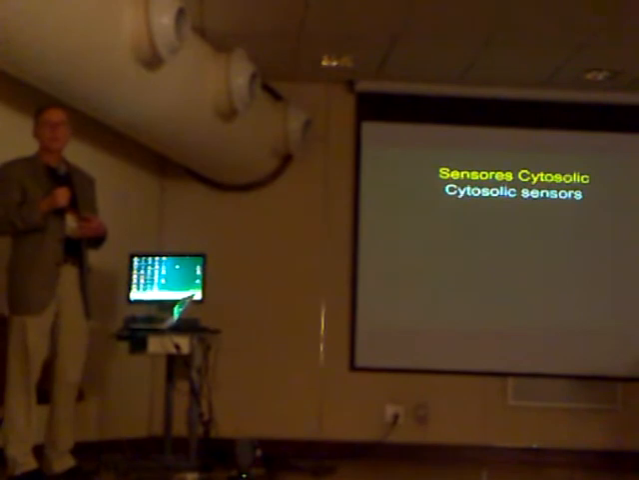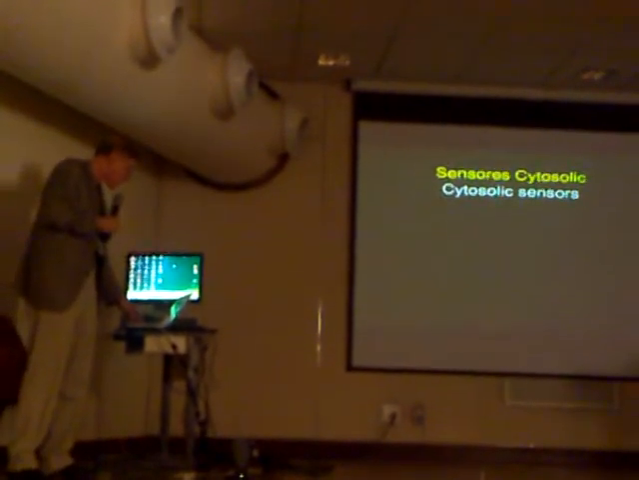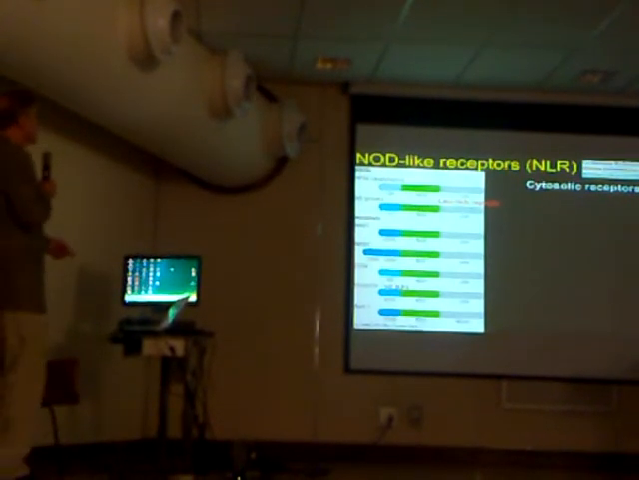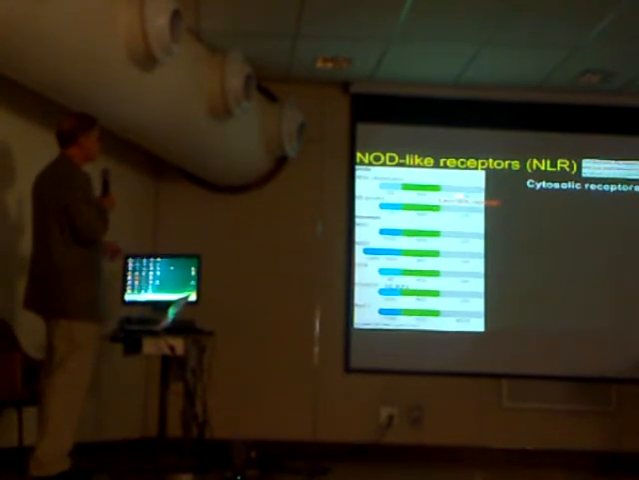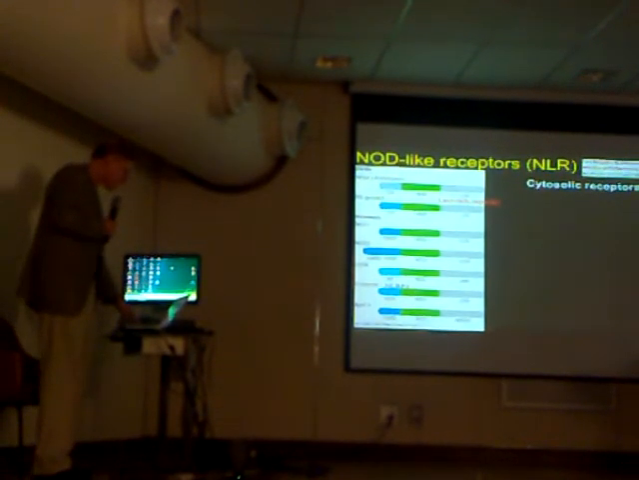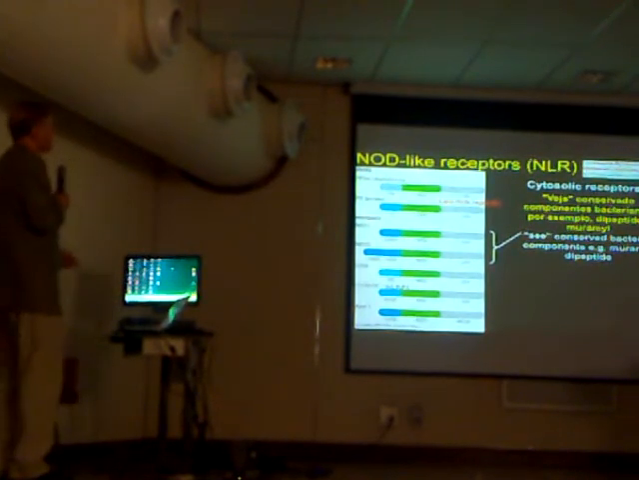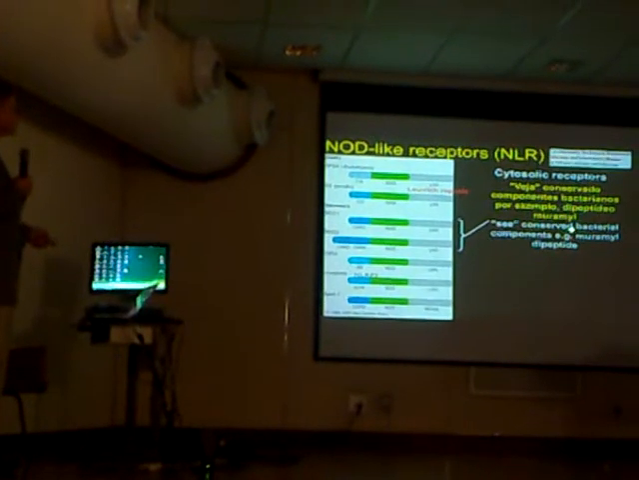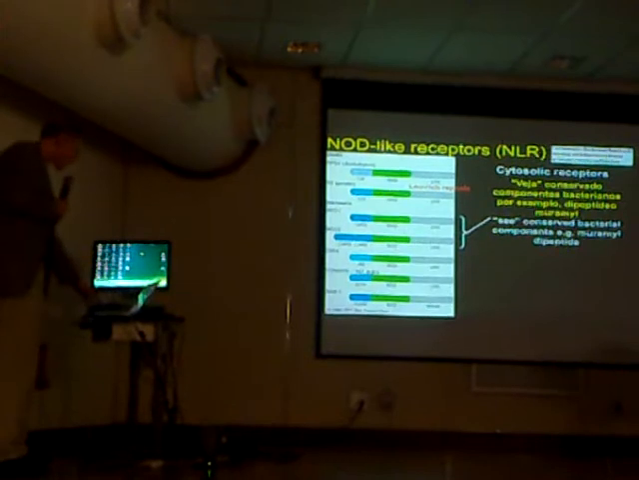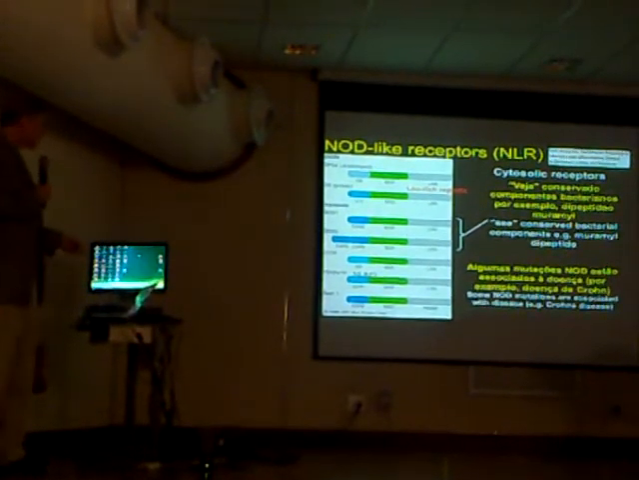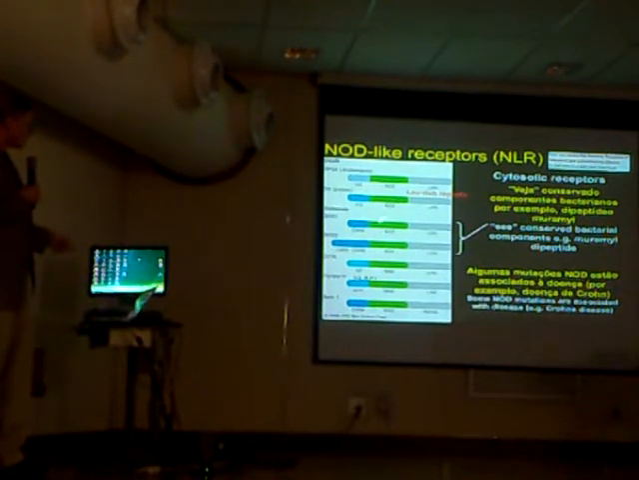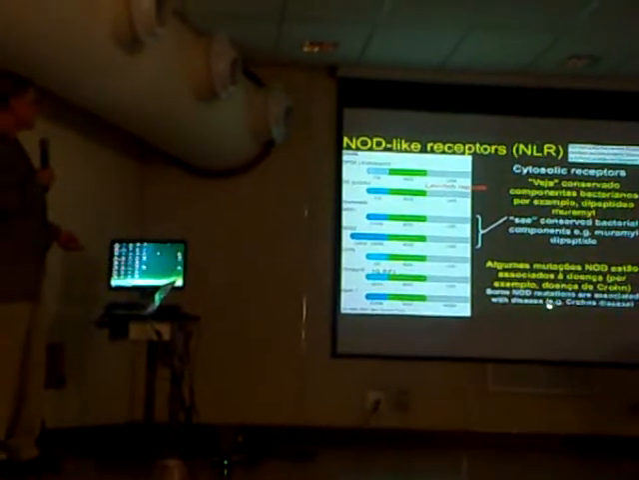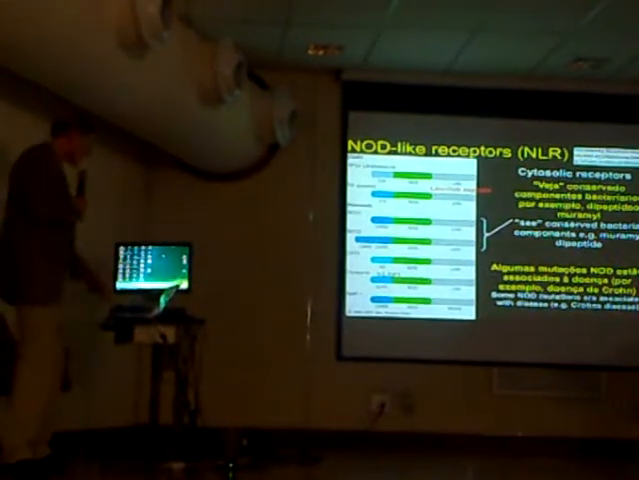Then there are a number of these sensors that are actually in the other compartment, the cytosolic compartment of cells. And here, one of the important families is the NOD-like receptors. There are a whole series of these. These also have leucine-rich repeats. They're sort of like an intracellular toll-like receptor. And what these are able to see are, again, some of the conserved molecular components of bacteria, like muramyl dipeptide, which comes from the wall of bacteria. And it also turns out that there are polymorphisms in these within our species, so variants. And some of these are associated with diseases like Crohn's disease, which is an inflammatory bowel disease.